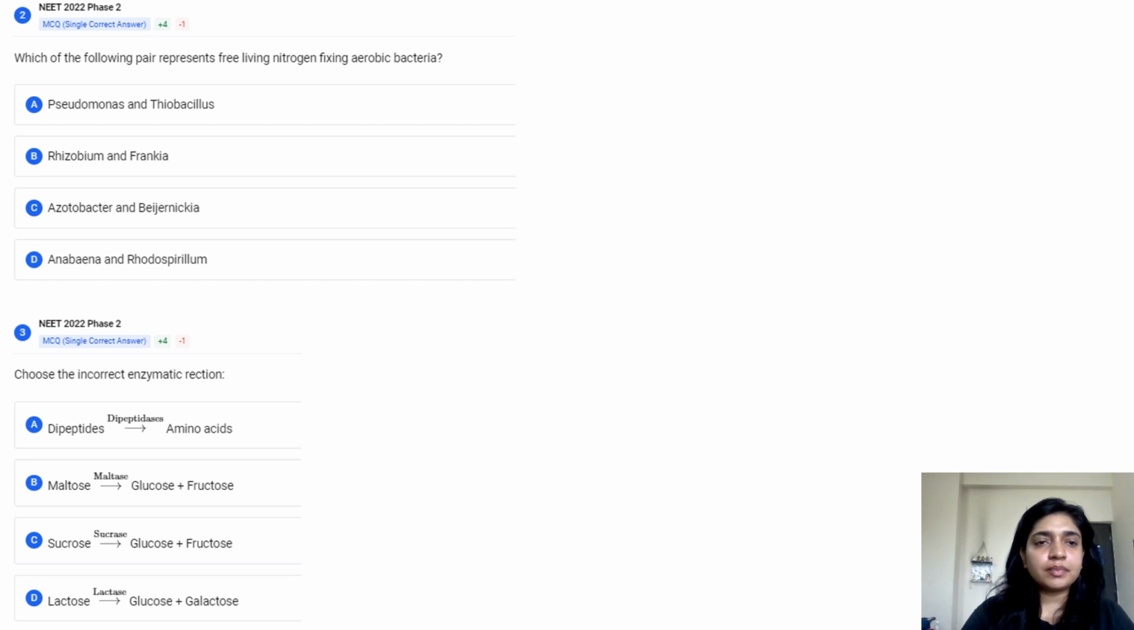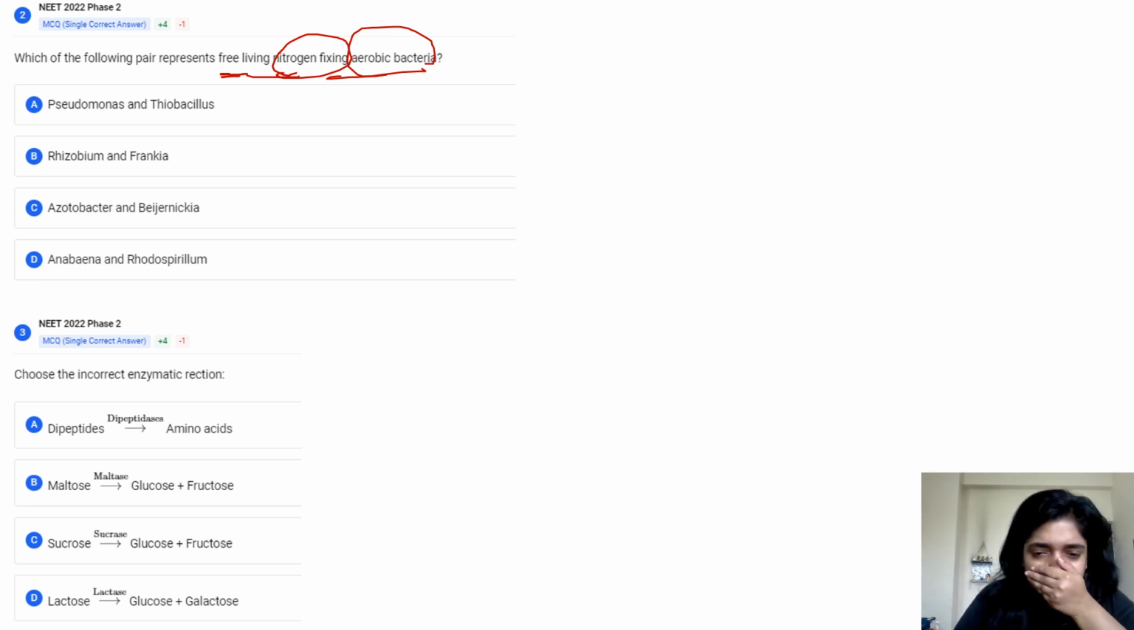Alright, now which of the following pair represents the free living nitrogen fixing aerobic bacteria? So over here you have to focus on three words: nitrogen fixing, aerobic bacteria, and free living. This is not technically a part of the biomolecules chapter, so it's okay if you don't know this one, but you can look it up. The correct answer would be Azotobacter and Beijerinckia.